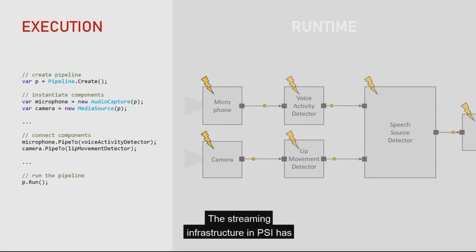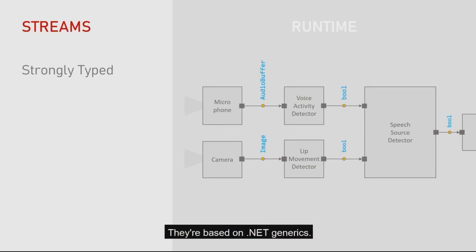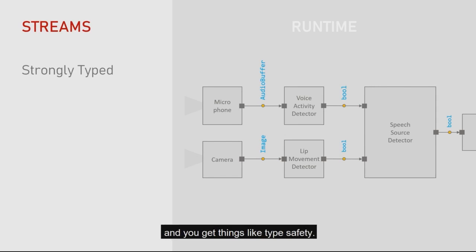The streaming infrastructure in Psi has a number of very important properties. First of all, streams in Psi are strongly typed. They're based on .NET generics. You can stream any type of data. You are not constrained to only using certain specific data types. And you get things like type safety.